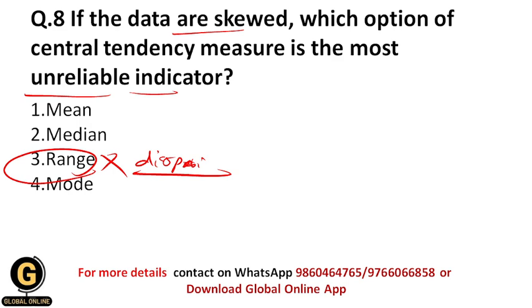So students, now let us see the definition of skewness. What is the definition of skewness? Skewness is the measure of asymmetry of the probability distribution of a real valued random variable about its mean. And that's why the mean value will get affected whenever the data is skewed, and in this situation mean will be an unreliable indicator. That's why your correct answer should be 1, that is mean.